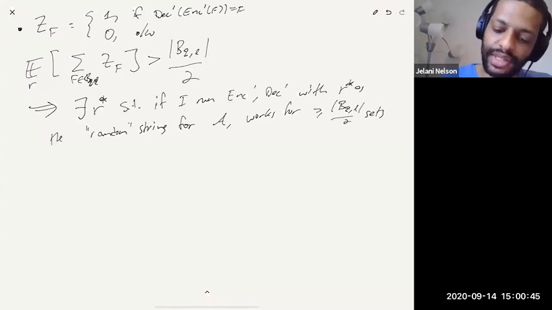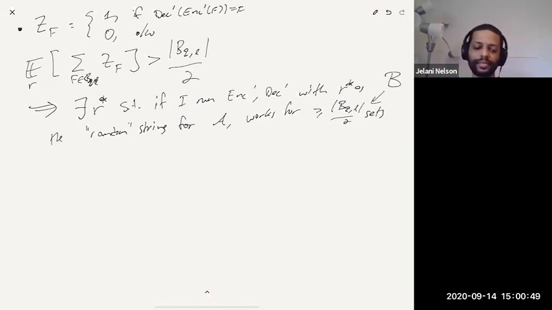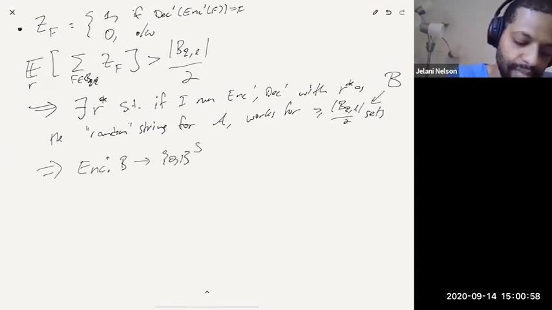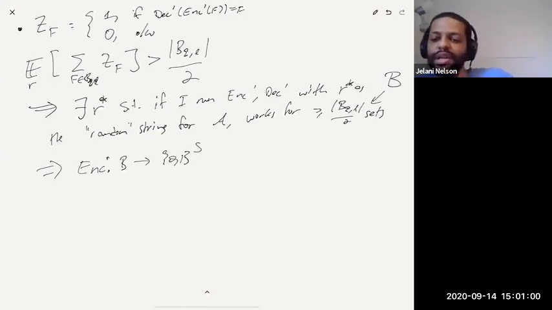And let me just call these, that's my B. So that implies that I have an injection now from that B into {0,1}^S. The injection is: run the encoding prime algorithm with the random string being R star. And similarly, the decoding is: run the decoding algorithm with the random string being R star. Okay.